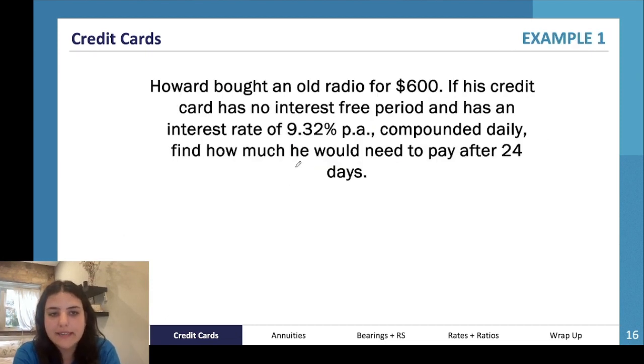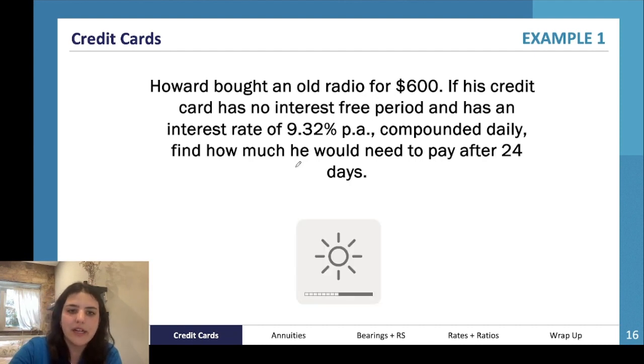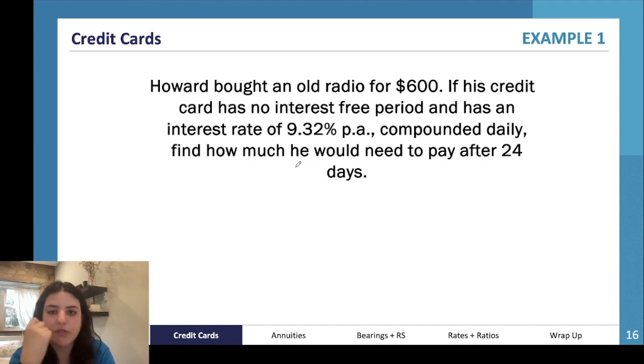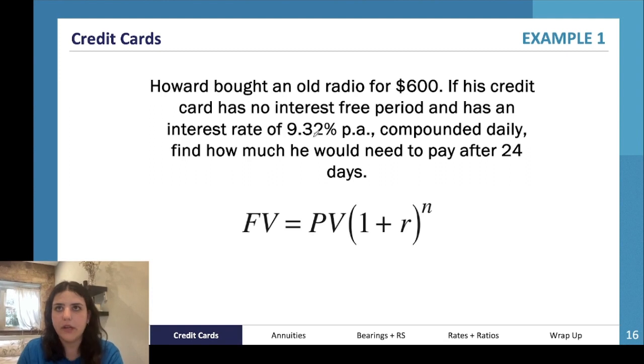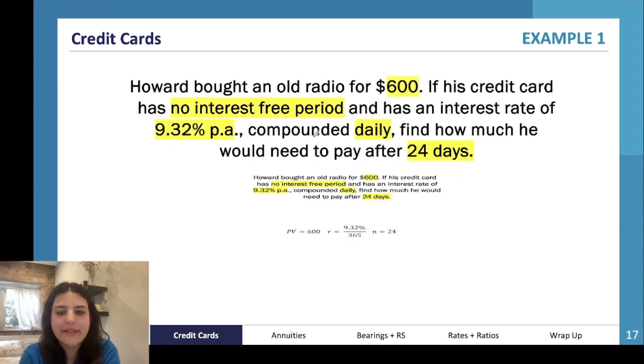Okay, let's look at an example. Howard bought an old radio for $600. If his credit card has no interest-free period and has an interest rate of 9.32% per annum compounded daily, find out how much he would need to pay after 24 days. Okay, that's our formula: future value equals present value times (1 plus r) to the power n. This is everything that's important from the question: $600, no interest-free period, interest rate of 9.32% per annum compounded daily, 24 days.